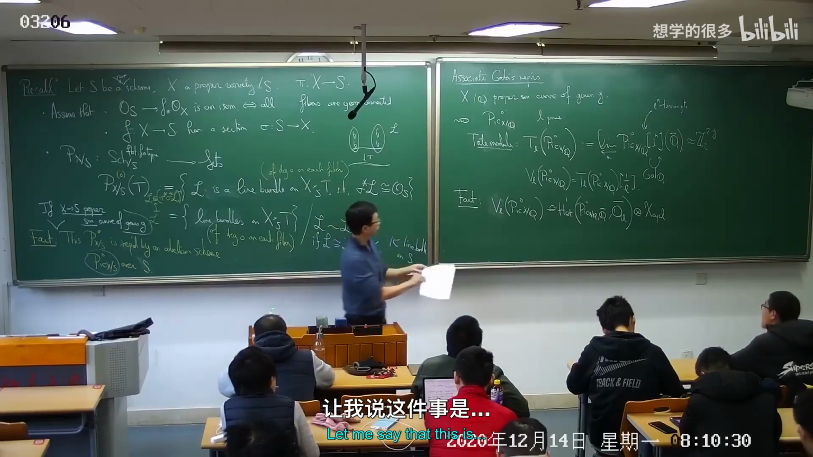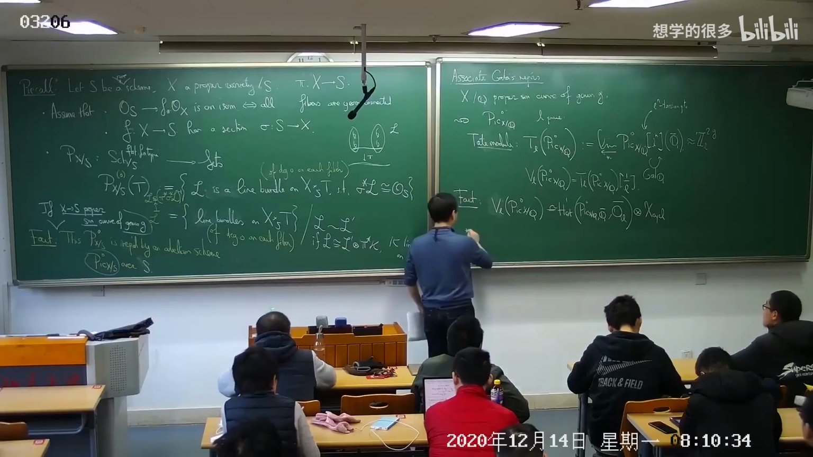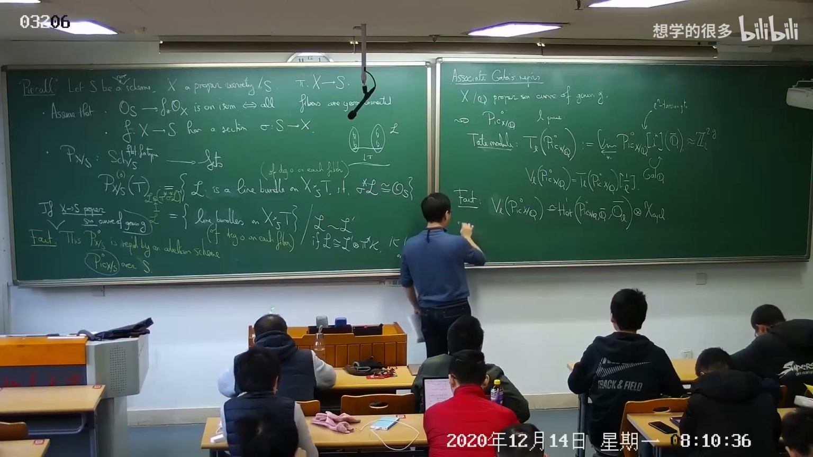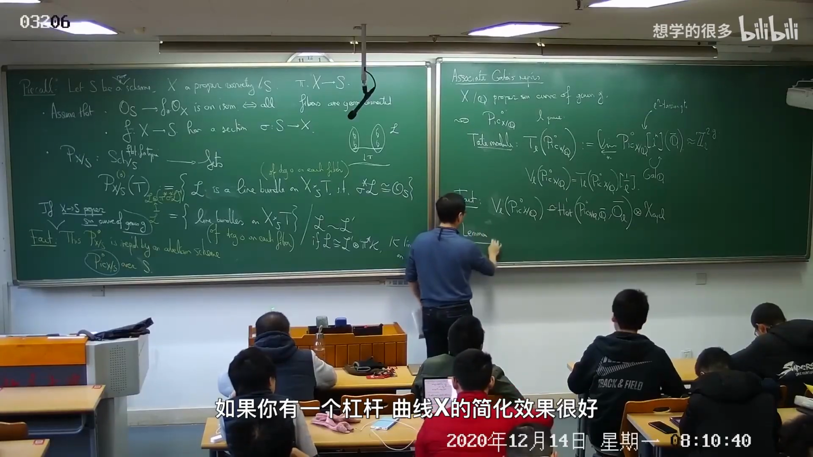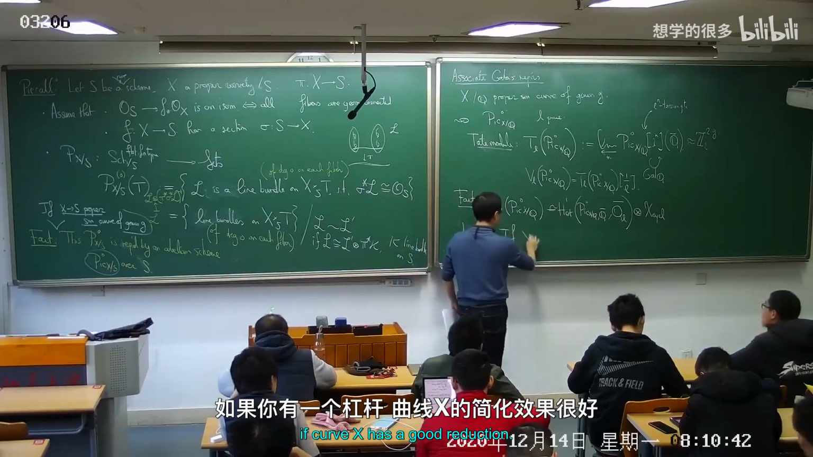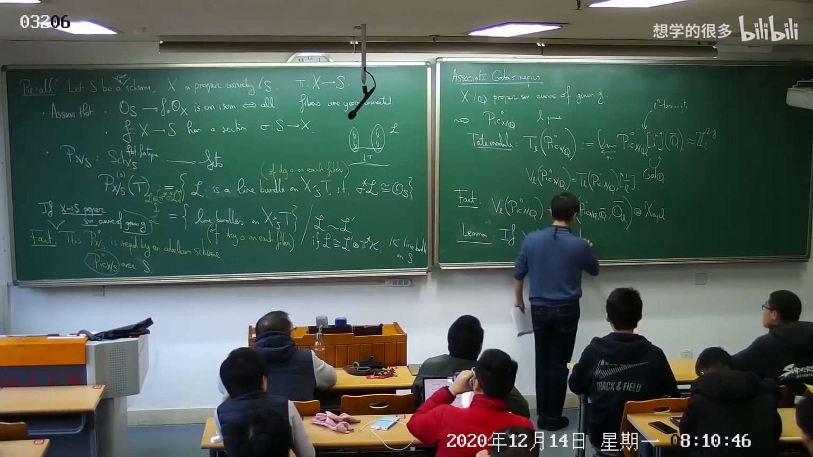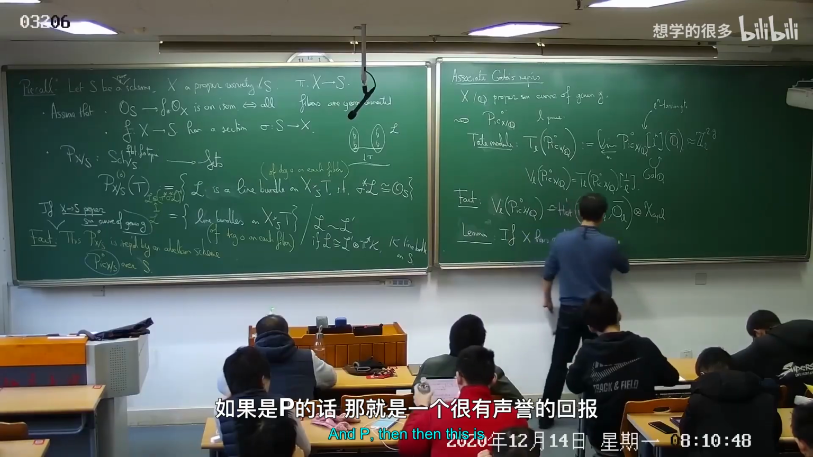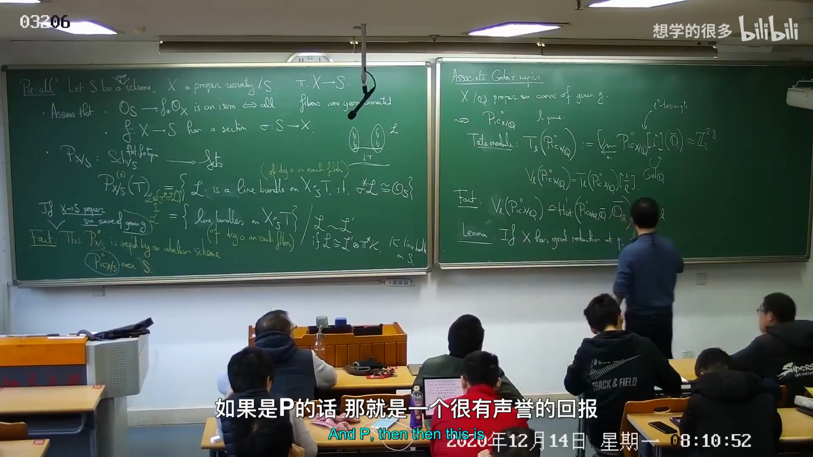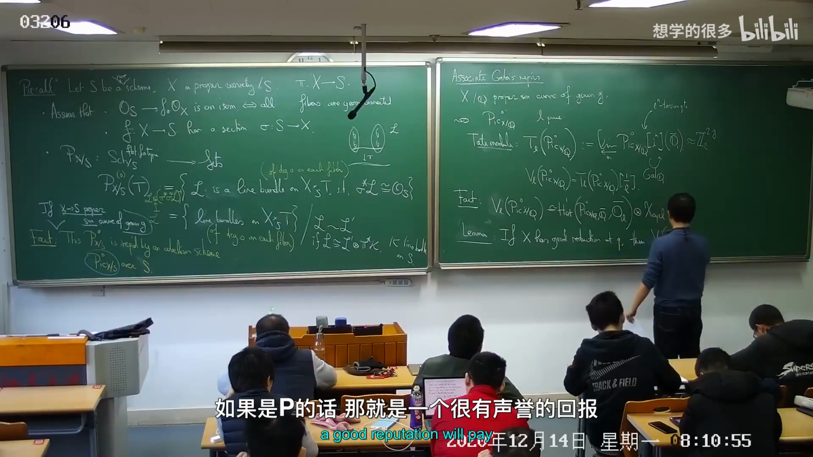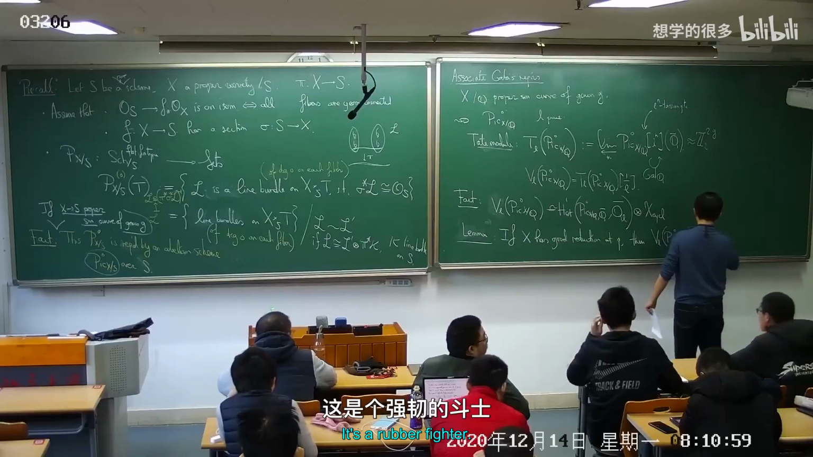Let me say that this is, let me give a lemma. If the curve X has good reduction at p, then through reduction we obtain an unramified representation.